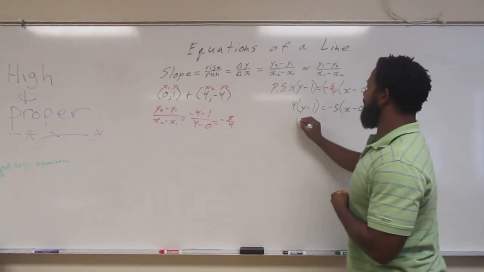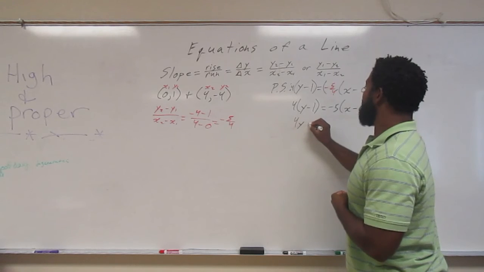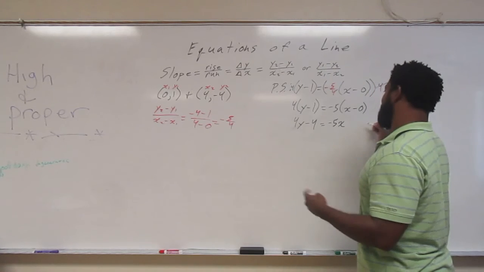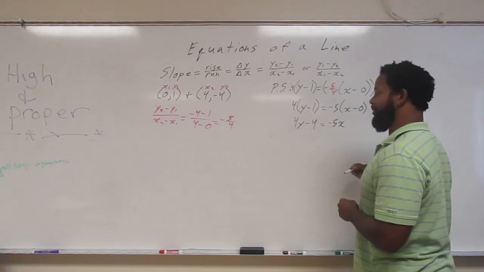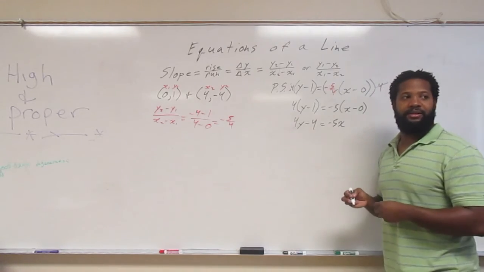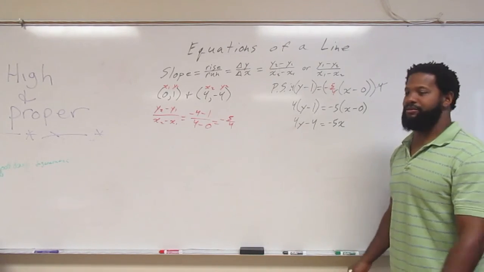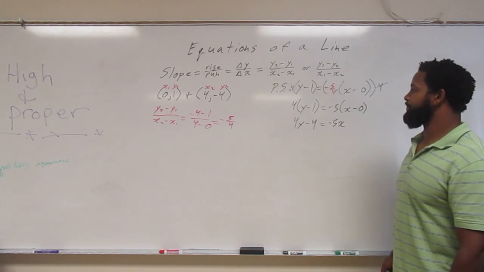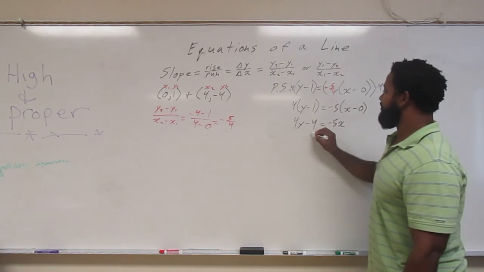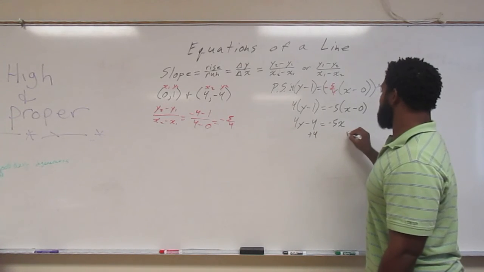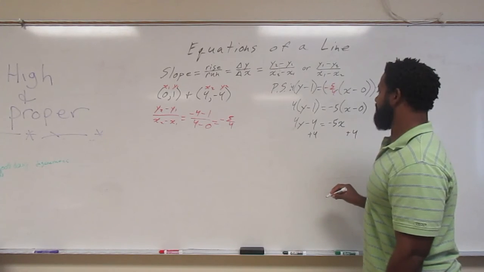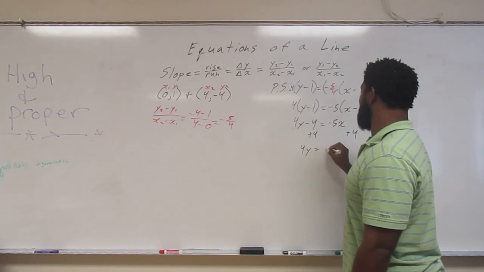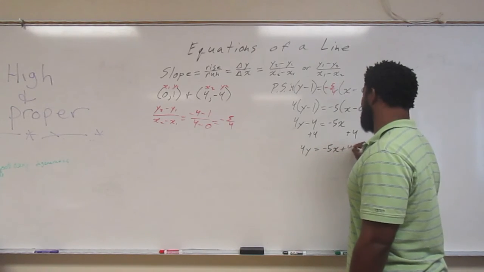Okay? So we have 4y minus 4 is equal to -5x. I would just say plus 0, or just -5x. You can put plus 0, you don't necessarily have to. Cool so far? Add that 4 to the other side. We have 4y equal to -5x plus 4, right?